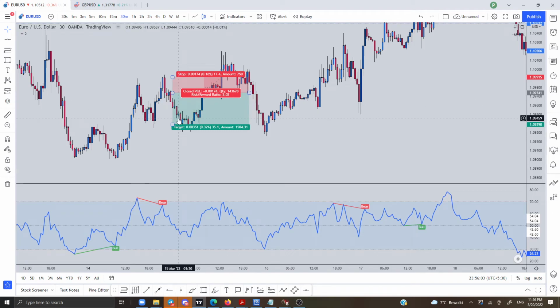Okay. If you do the math, then you know that with 2R risk reward and with a 60 to 70% or even 50% win rate, you can make huge money in the forex market.